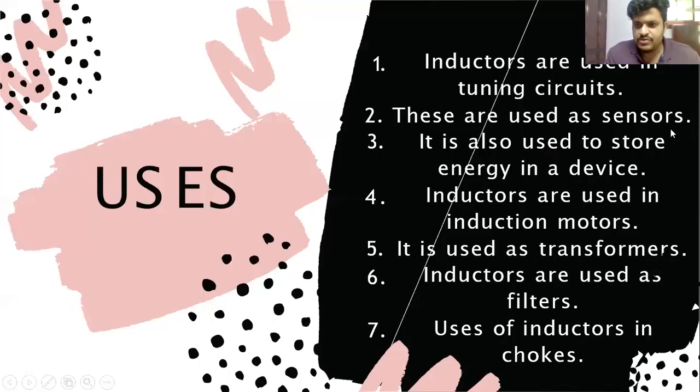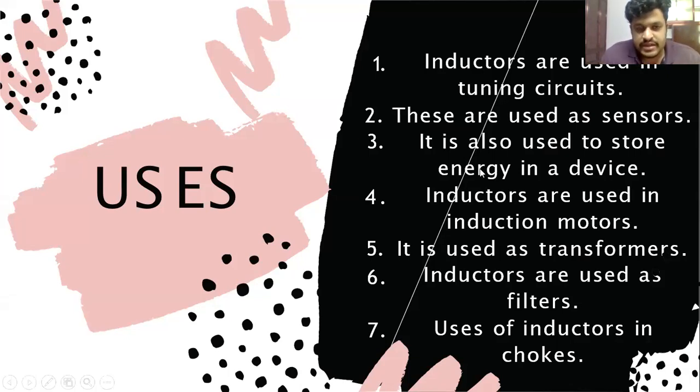Then we need to study the uses of an inductor. Some of the uses are shown here. First, inductors can be used in tuning circuits. In electronics, we use tuning circuits, and in these tuning circuits we use inductors. Some sensors are also based on inductors. As I told, an inductor stores energy in the form of a magnetic field, so inductors can also be used to store energy in a device.